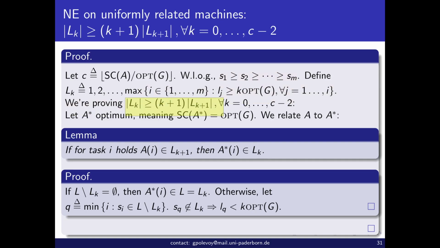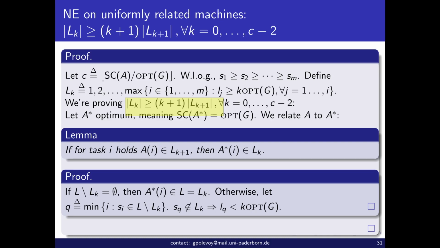Now, we need to prove something which will help us. So we prove a lemma now. So first, let A star denote the optimum assignment, in other words, an assignment such that the social cost under this assignment achieves the optimum, which is possible. That's the definition of an optimum.